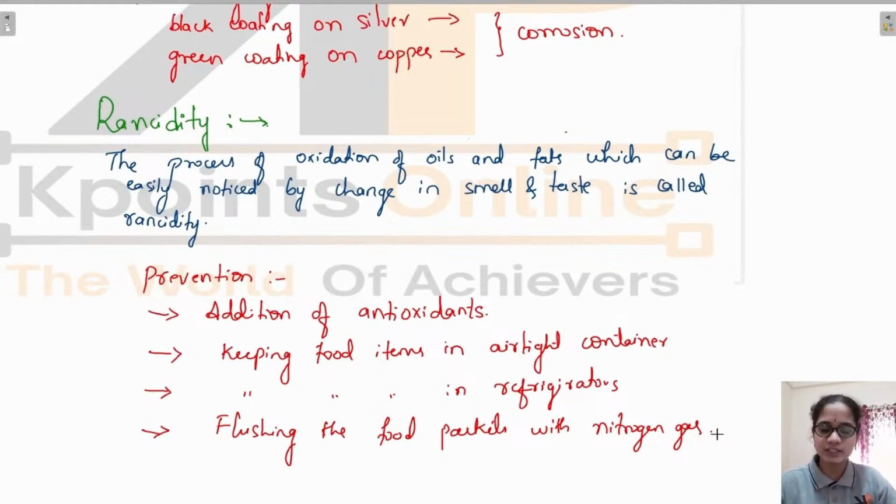This may be asked in your examination, like what are the preventive measures for rancidity, and why are the packets of chips flushed with nitrogen? That is in order to prevent rancidity. Okay, so far everything is clear related to this chapter. So this is all about chapter 1, chemical reactions and equations.